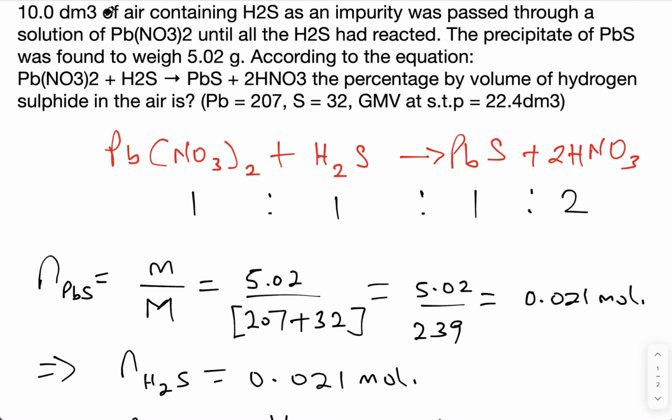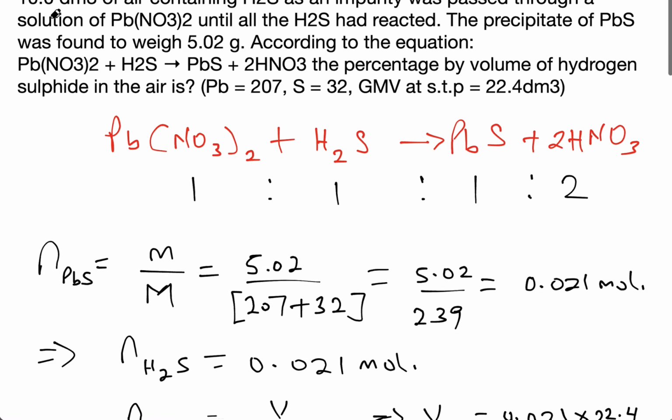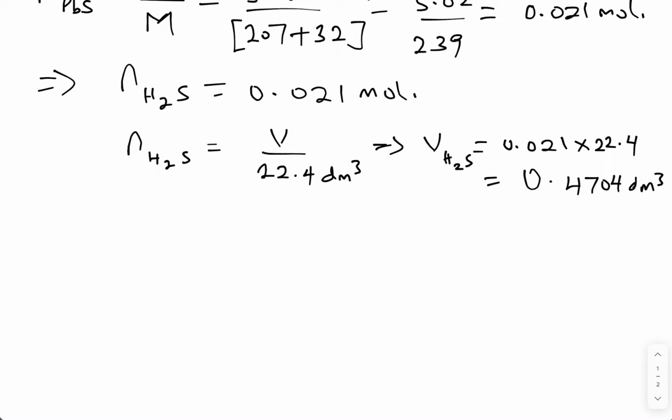Now let's go back to the question. The volume of air that was given was 10 dm cube, but that air is an impurity which H2S is contained inside as an impurity. So what we want to find is the percentage by volume of hydrogen sulfide in the air. So this impurity, which is hydrogen sulfide, how much in terms of percentage is present in that 10 dm cube of air?